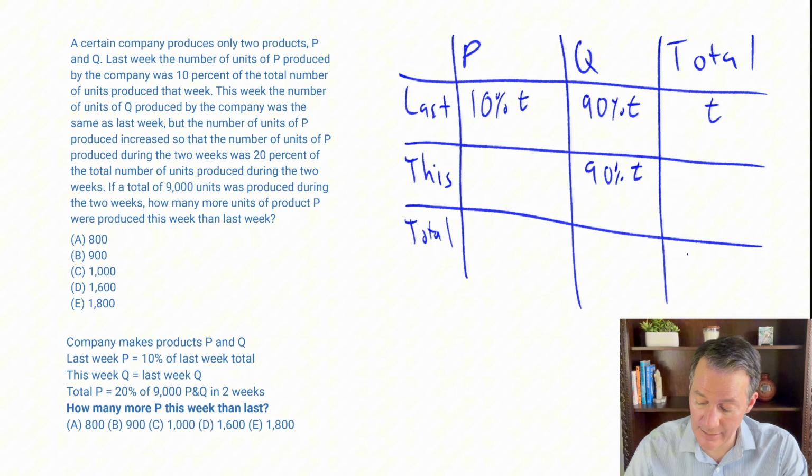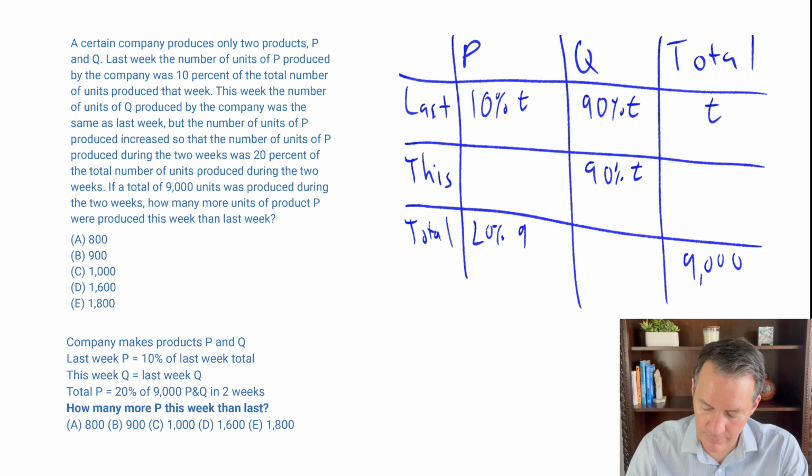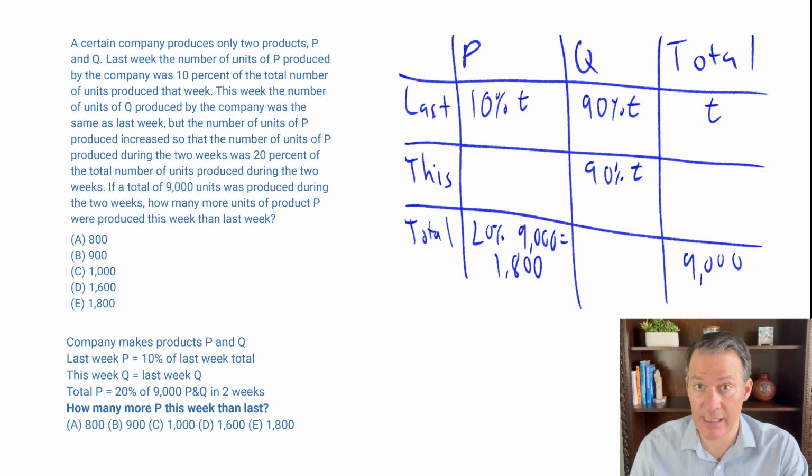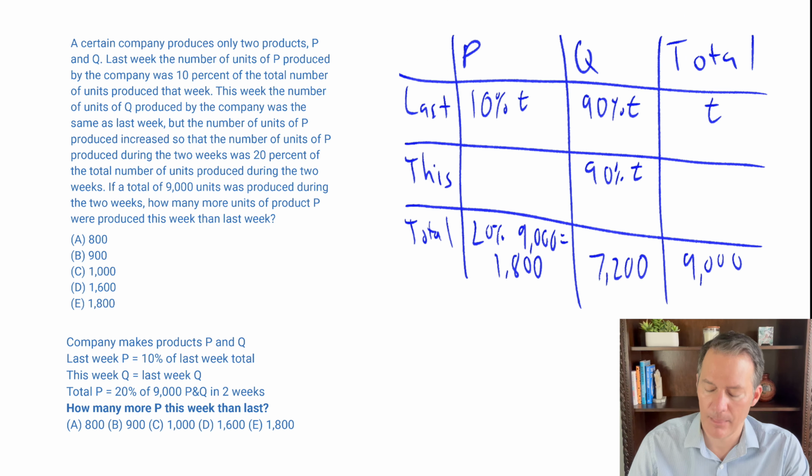Our total is 9,000. Our total P was 20% of that 9,000, which is just 1,800. Now we can just continue by filling in the rest of the table until we get to our answer. So we have our 1,800 plus something equals 9,000 on the bottom. That leaves 7,200 for the total Q.